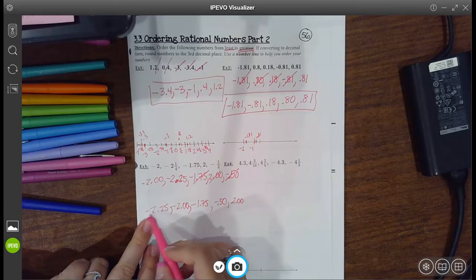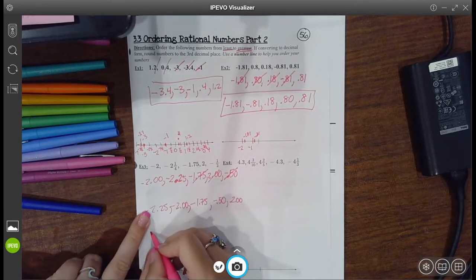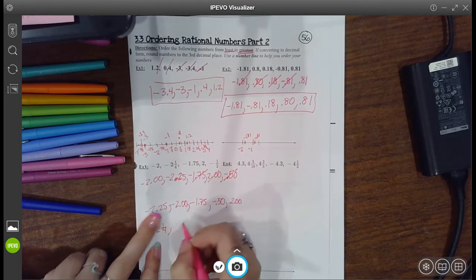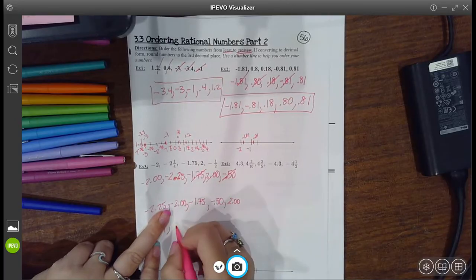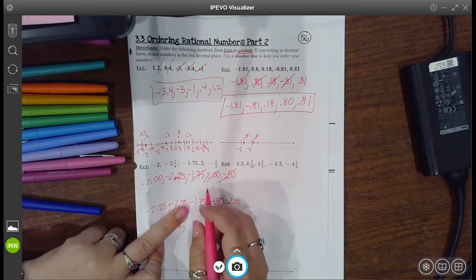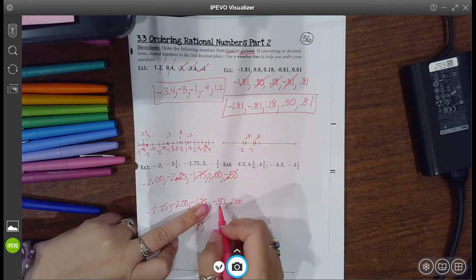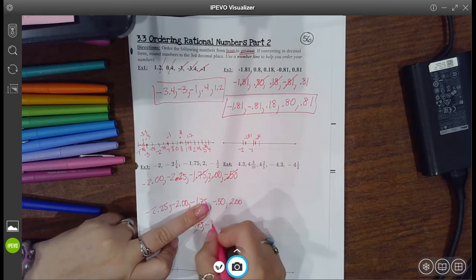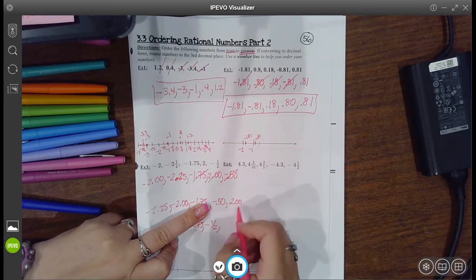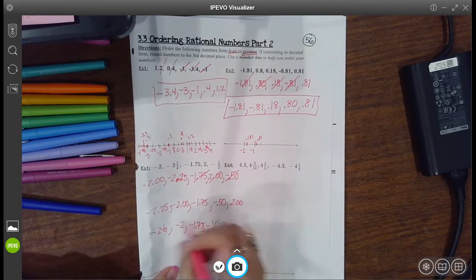So -2.25 was given to you as -2 1/4. -2.0 was given to you as -2. -1.75 started that way. -0.5 started as -1/2, and this 2.00 started as 2.